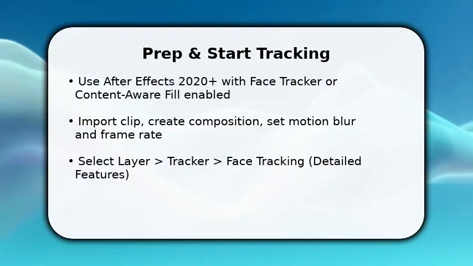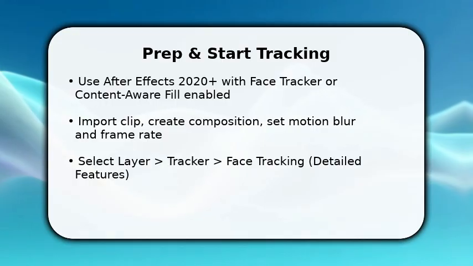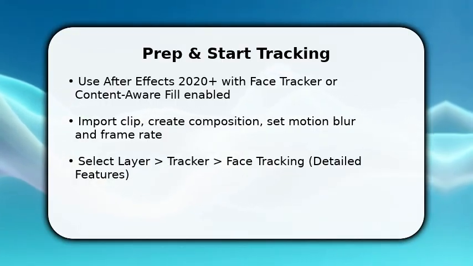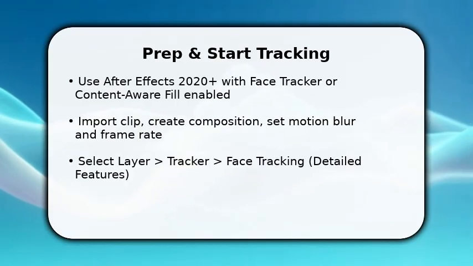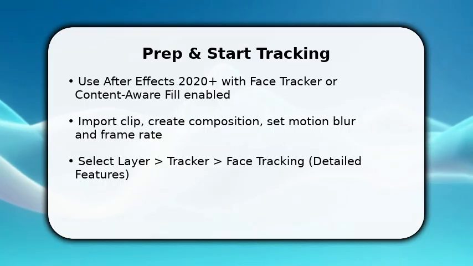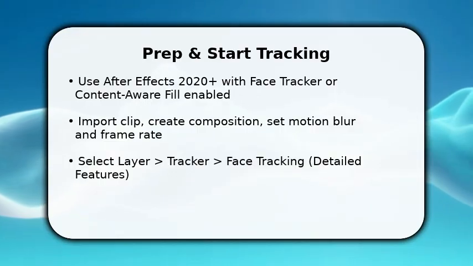You start by preparing the clip and enabling After Effects Face Tracker. This gives you the facial landmarks you need. Once imported, trim the comp and set frame rate to match source so tracking math stays stable. Now select the layer, open tracker, and choose Face Tracking, Detailed Features. You do this because detailed points improve stability across expressions.